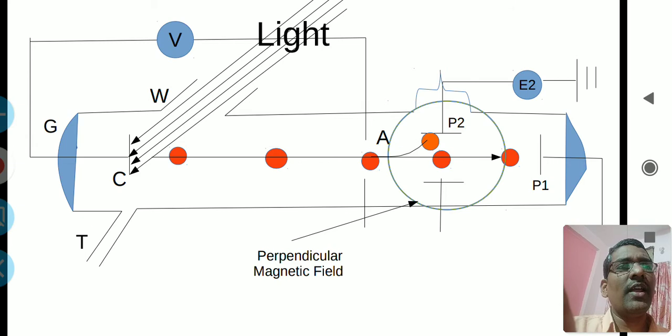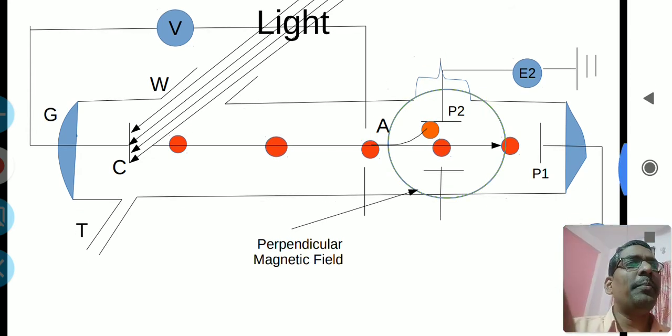But what happens if we apply the perpendicular magnetic field, which is shown in the circle? Then instead of going straight towards P1, the electrons are attracted towards the electrode P2 due to the magnetic field. The electrons move in a circular path and are attracted towards the electrode P2. The measure of those electrons is counted in electrometer E2.